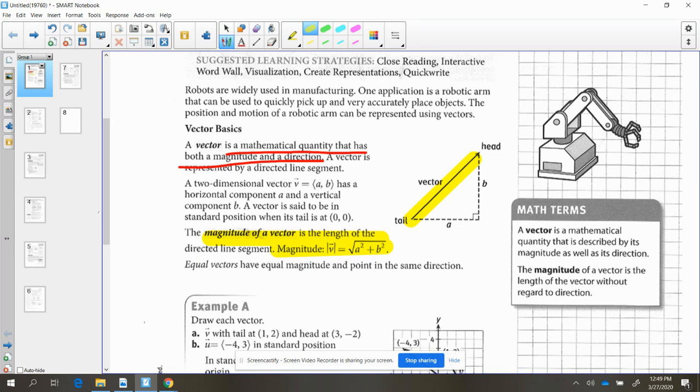It looks very similar to when we solved for the r value: the square root of a squared plus b squared. Now, where do a and b come from? Well, that's that directional component, which we call component form. Notice it has pointed brackets as opposed to parentheses. That's telling us that a is the horizontal movement and b is the vertical movement.